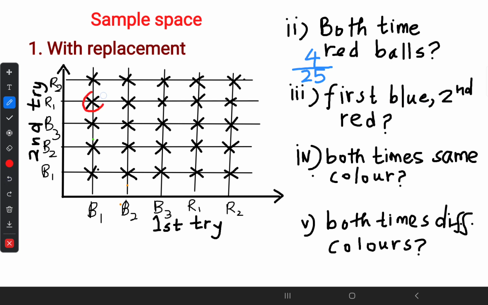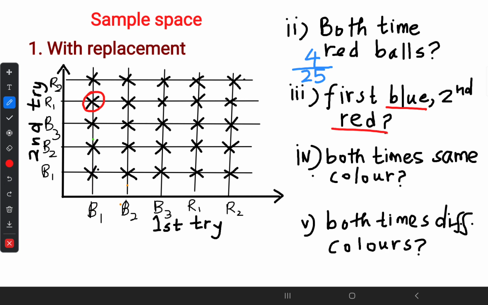Now let's think about this probability. First time blue ball, so the horizontal one belongs to this coordinate and the vertical one red. In the first try I am selecting a blue ball, in the second try I am selecting a red ball. So we need this probability because this is satisfying our requirement. First blue and second red. No, first blue, second red.